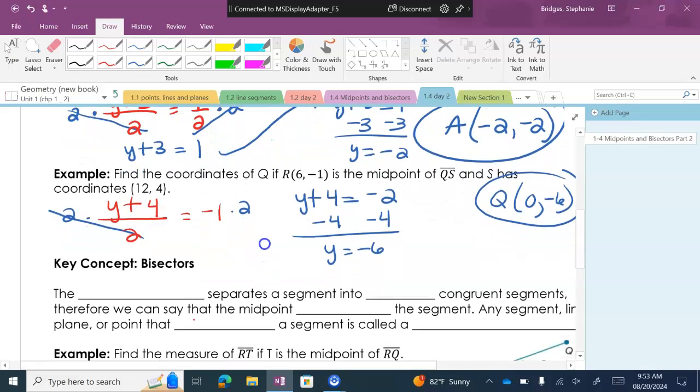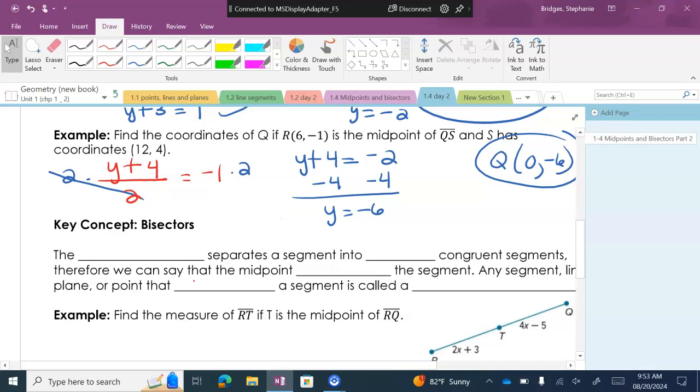All right, so the next section we are going to talk about, we talked about midpoints yesterday, and the midpoint was where? In the middle, okay? So when we are talking about that, the midpoint separates a segment into 2 congruent segments. We also mentioned that yesterday. Remember, congruent means exactly the same length. We talked about that a couple days ago.